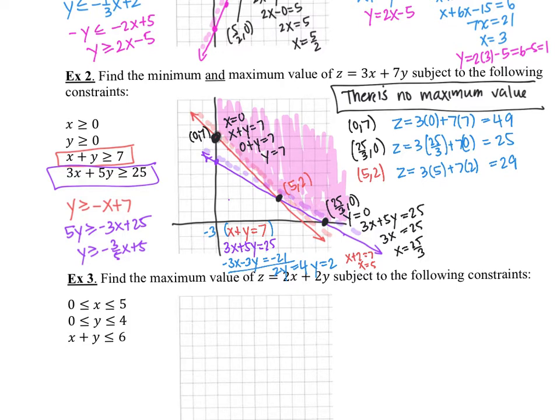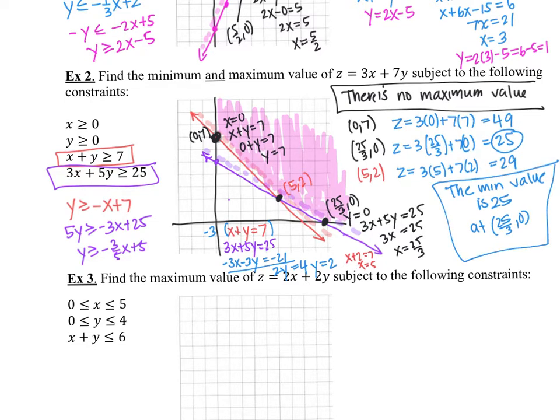Okay, so the minimum value is 25. If they ask you where it occurs, you would say at (25/3, 0). If they don't ask you, you would just say 25.